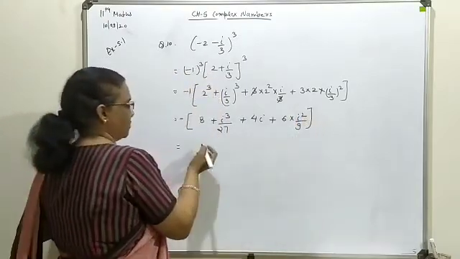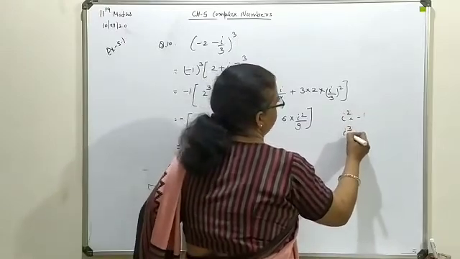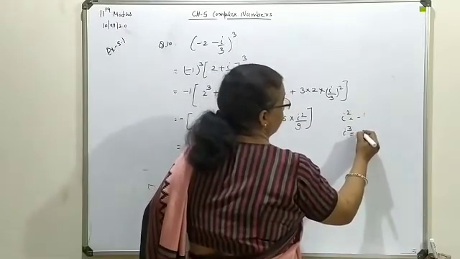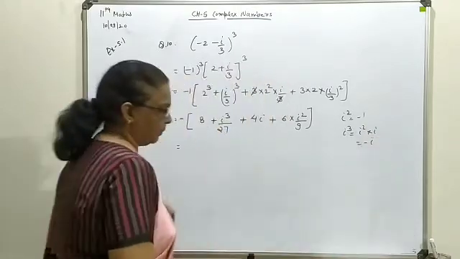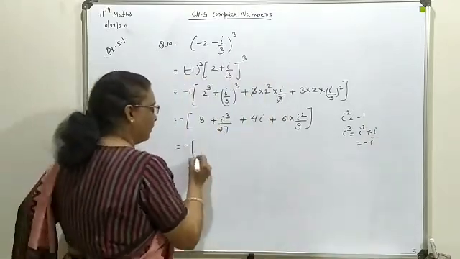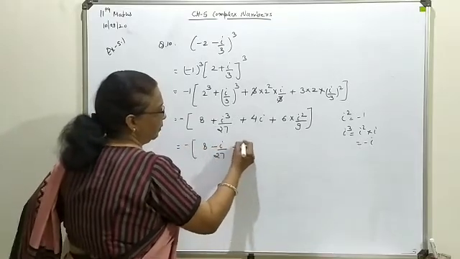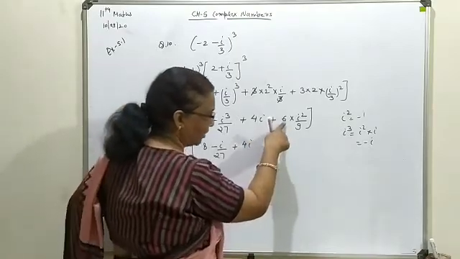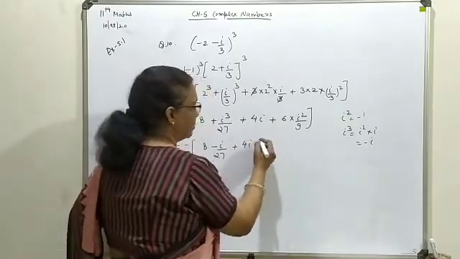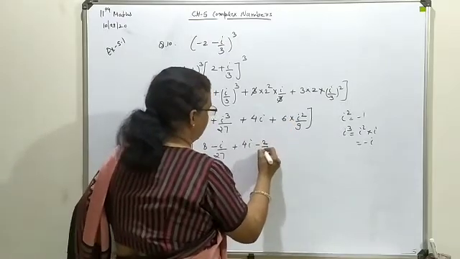Now further make it sort out. This iota square you will write as minus 1, whereas iota cube you will write as iota square into iota, means minus iota. Make it replace. This is 8. This is minus iota upon 27 plus 4 iota. This will give you, cancel it by 3. So iota square will give you minus. So this is 2 by 3.